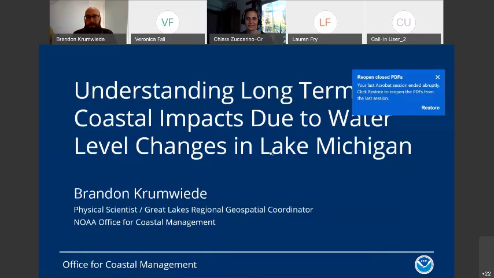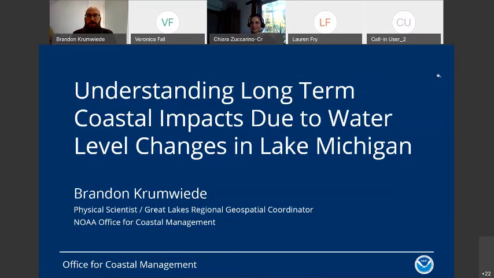So I'm going to build off of Lauren's presentation. Lauren did a really good job of explaining the water levels, and so I'm not going to touch on that quite as extensively as what Lauren provided, but more focused on the direct coastal impacts that we're seeing due to these changes in water levels. So next slide, please.